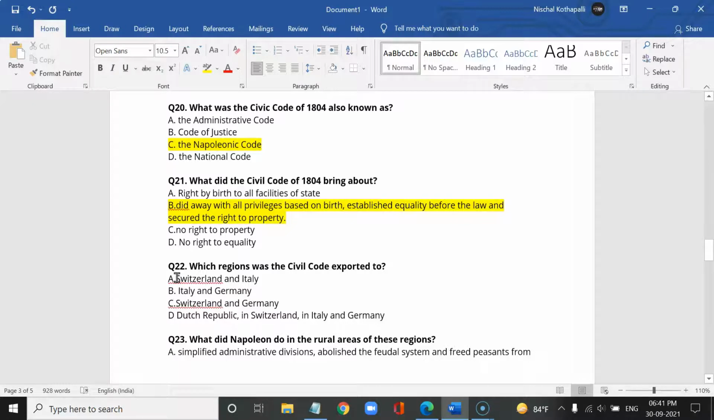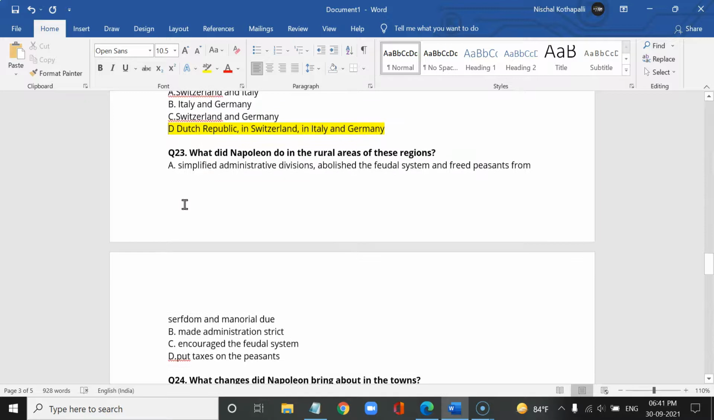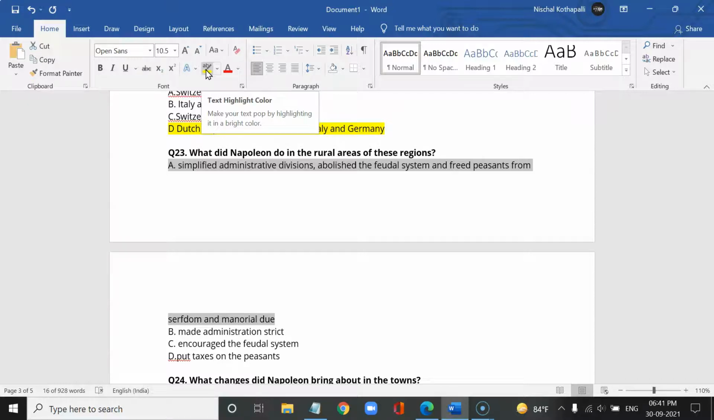Which regions was the Civic Code exported to? This is another one of those textbook questions. Dutch Republic, Switzerland, Italy, and Germany. What did Napoleon do in the rural areas of these regions? Simplified administrative divisions, abolished the feudal system, and freed peasants from serfdom and manorial dues, made administration strict, encouraged the feudal system, and put taxes on the peasants. In the rural areas, they suffered a lot in the past under the monarch, due to serfdom, manorial dues, the feudal system. But Napoleon did away with all of these and created a much more equal life for peasants.